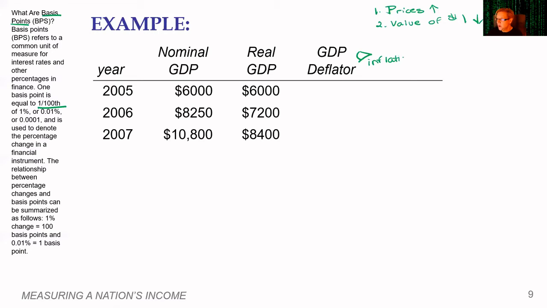The first thing that we want to do is to take our nominal GDP and divide it by our real GDP and multiply it by 100. So when we do that, 6,000 divided by 6,000 is 1 times 100. The GDP deflator is 100. The GDP deflator in the base is always 100 because that's how we are expressing these.